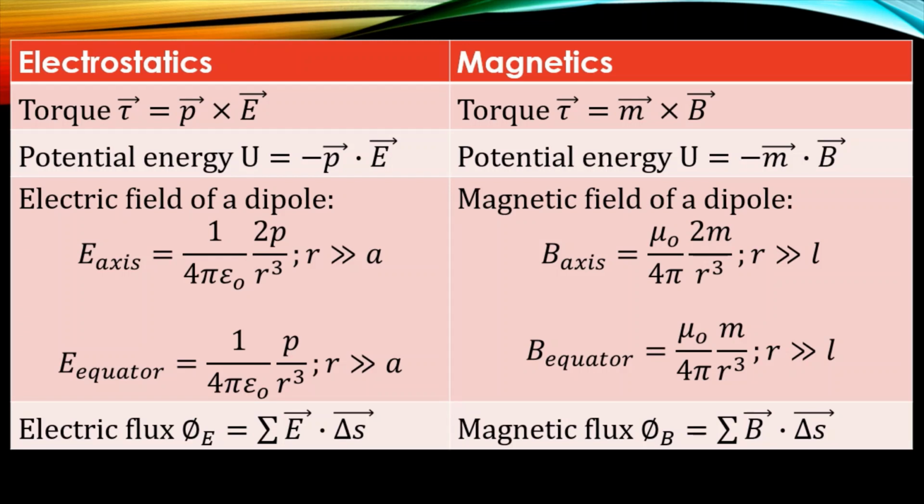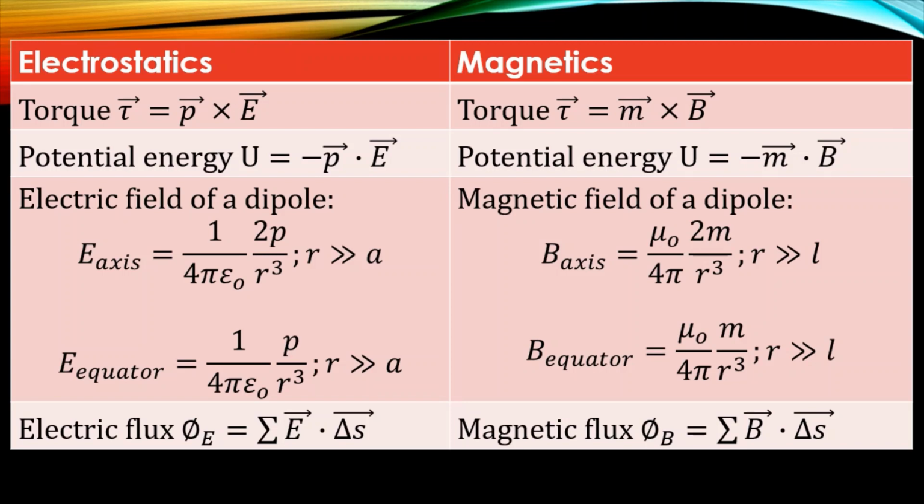Remember, it is quite simple to derive this equation. You might have derived tau equal to P cross E in chapter 1, right? In the same way, we can derive tau equal to M cross B. But this is not in our syllabus, so right now we are not going to derive that one.